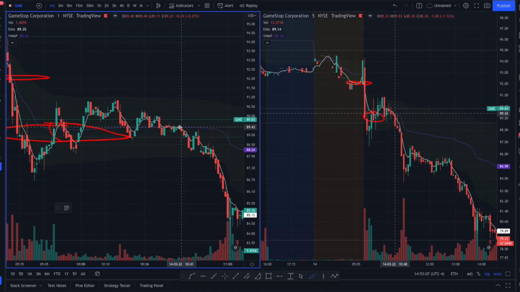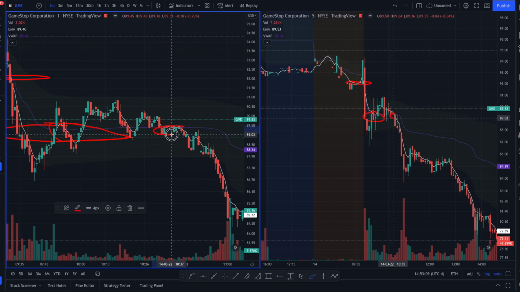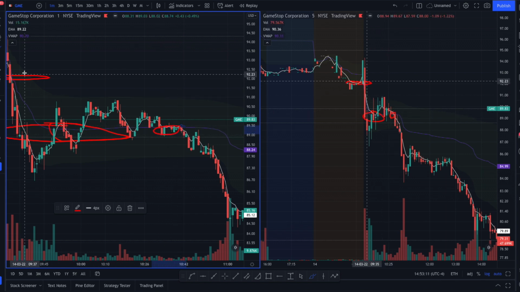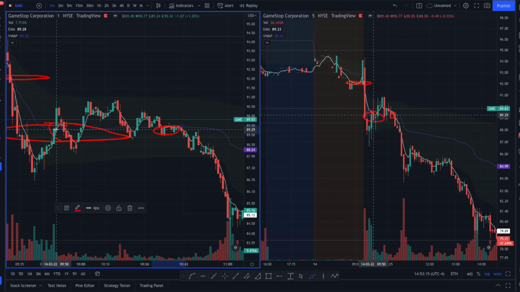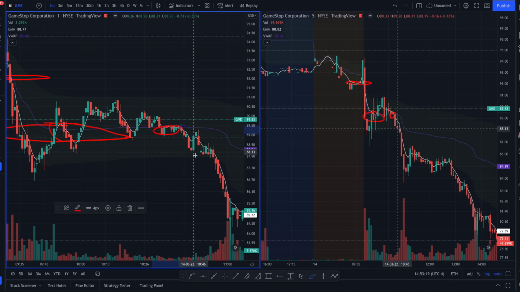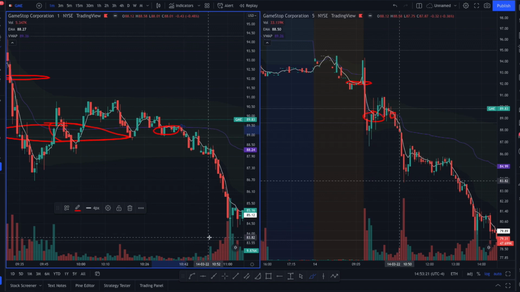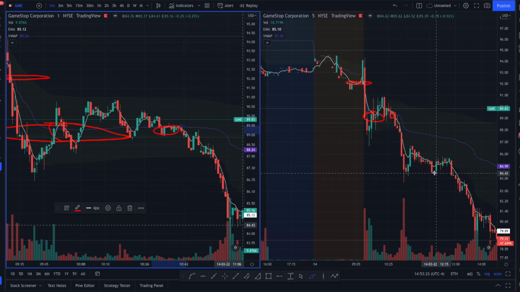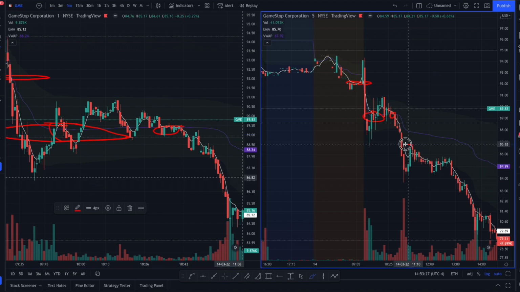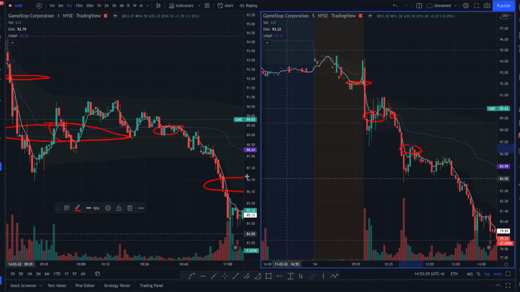Price closes below the 5 and the value weighted average right here again. The first trade wouldn't have been that much in profit, maybe 10 to 20%, whereas this second entry point would have taken you from 89 all the way down to about 83. But then we have a pullback, and we exit when the price closes above on the 5 minute. So this is another trade of about 10 to 20%.